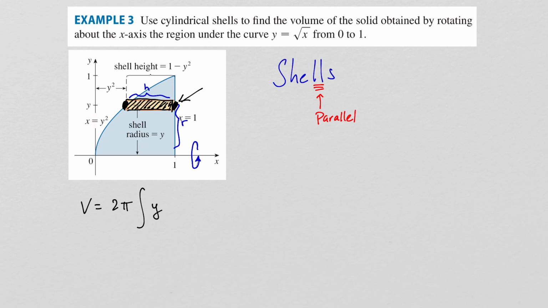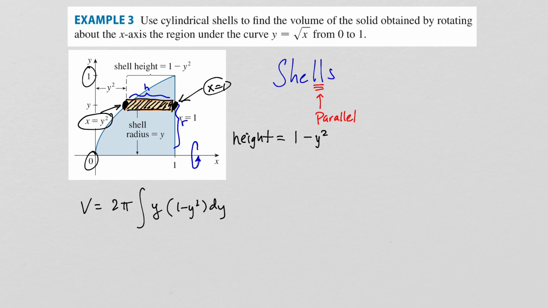Well, the right value is x equals 1. And the left value is x equals y squared. So the height is going to be the right value, which is 1, minus the left value, which is y squared. And yes, everything is with respect to y, because everything is reversed from the previous examples. And then we're going to integrate along the y-axis from 0 to 1.